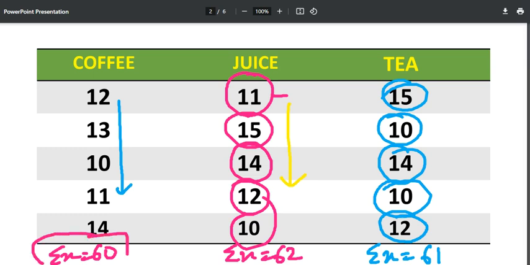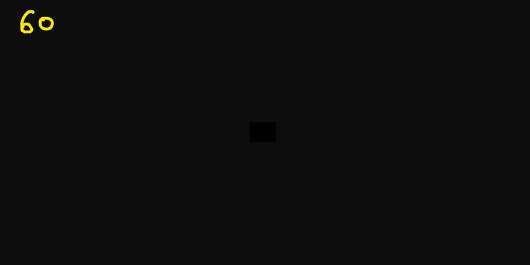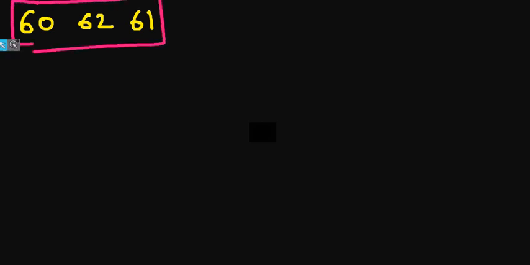Summation of x is equal to 60, summation of x is equal to 62 for group juice, and for group T we have 61. We don't need to know how it is. The number one step is we just simply add. So now we have three values: 60, 62 and 61. This is very important because it will help you in the upcoming solution.